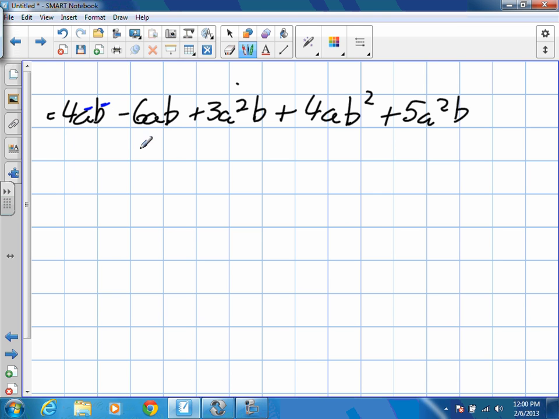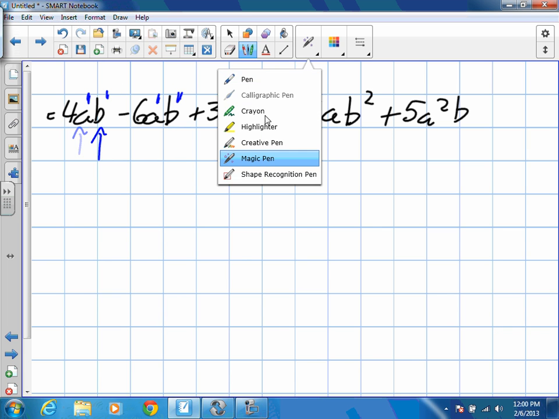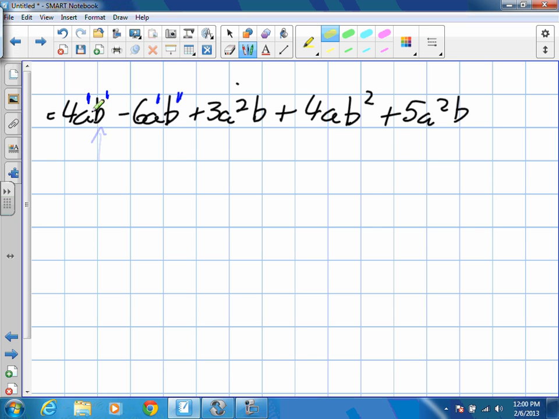So, for example, we have 4ab minus 6ab. Would these be considered like terms? Yes. Why? The variables are the same. What about the exponents? Yeah, they're both to the power of 1, right? So we know that those two are going to be like terms. Are there any other numbers that would be like terms with these two? No, that's right. Everything else is different. So let's look at the next one.